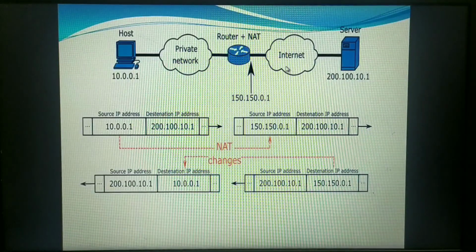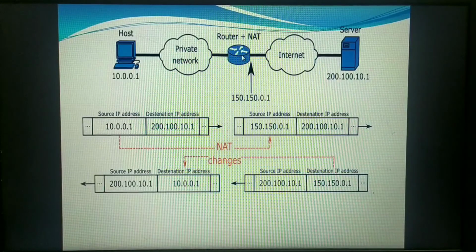When the server replies back, what happens this time? In the server's reply packet, the source address will be this one, 200, because it is replying back. This will be the source, which will be my destination, the actual destination. The server will send to this destination because the router has forwarded your data. Correct? So the intermediate address will become the destination.